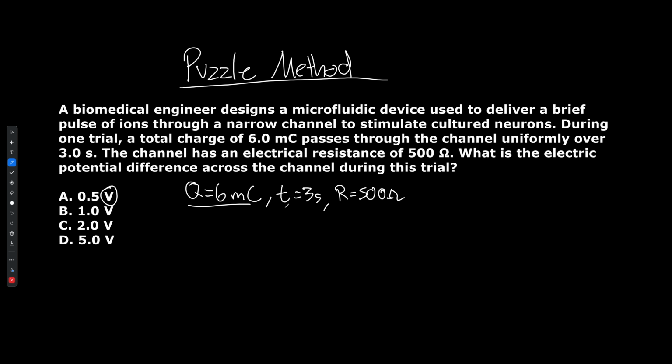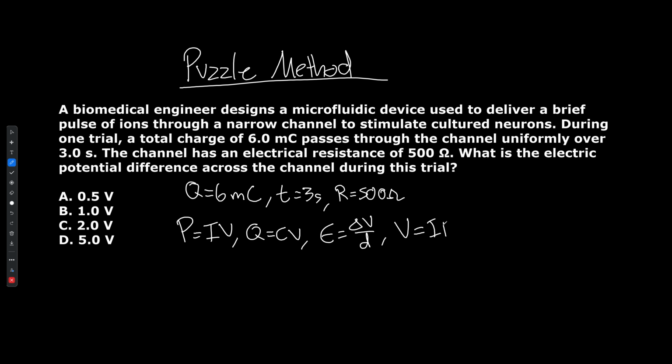I'm going to use the information that we were given to try to figure out what is the final equation that I'm going to be using. So let me just start regurgitating some of the equations that involve voltage. We have P is equal to IV. We have Q is equal to C times V. We have E is equal to delta V over d. And finally, we have V is equal to IR. So basically what you're looking for, in addition to the missing variable, so let's just ignore that for a second, we don't have V in any of these. That's what we're trying to solve for.